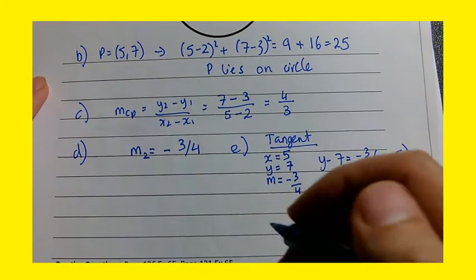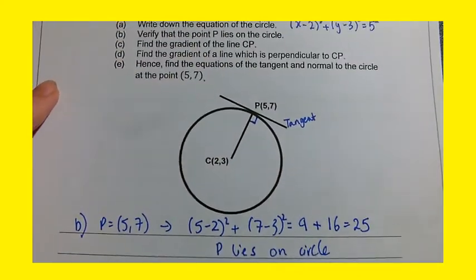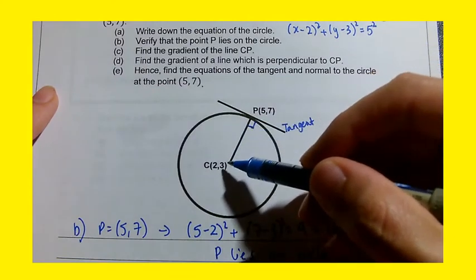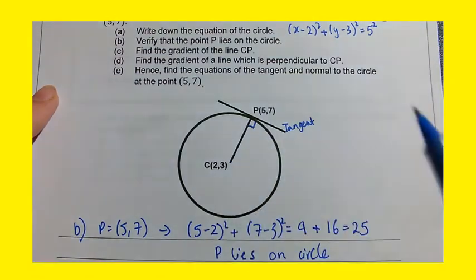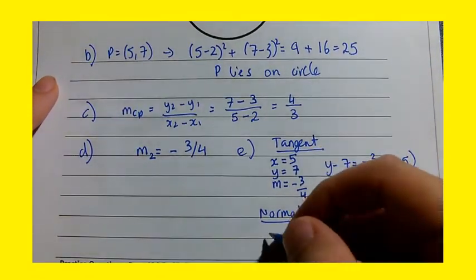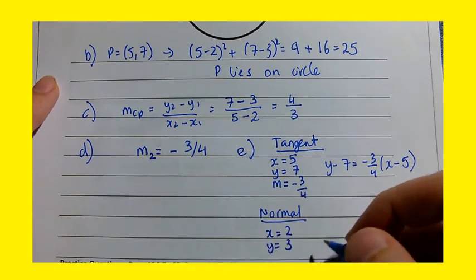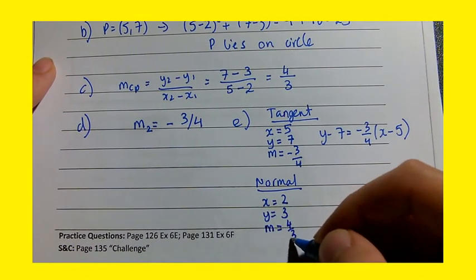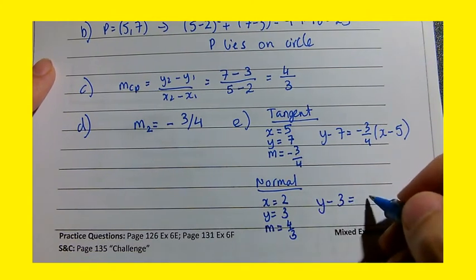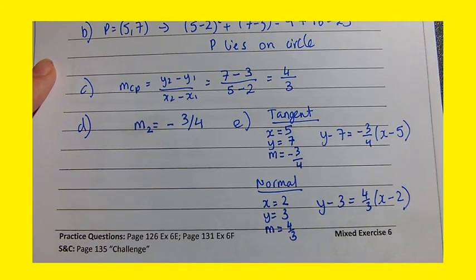Okay? Now, for the normal, the equation of normal, as I said before, is the equation of the line that's perpendicular to the tangent. So in this case, it's the equation of the radius. We know a lot about that. We know an x value, which we could use as a centre. We know the y value, which is the y value of the centre. And we know the gradient of CP, which is 4 over 3. So I could use y minus y1 there. Okay, so I've done the equation of the tangent and normal.